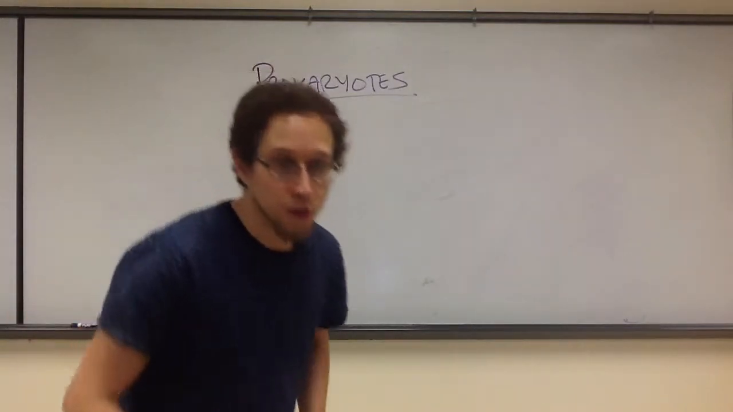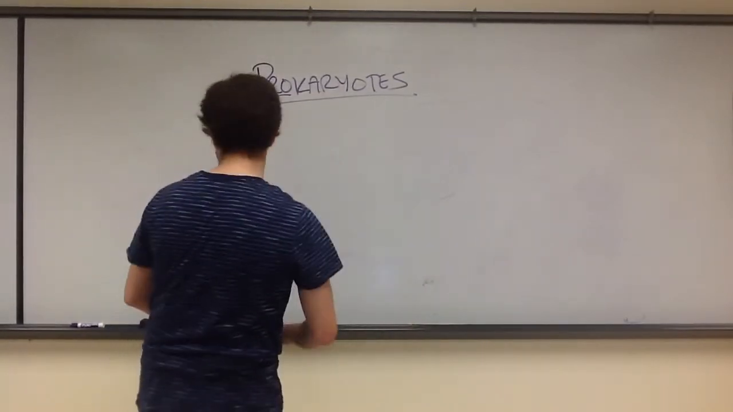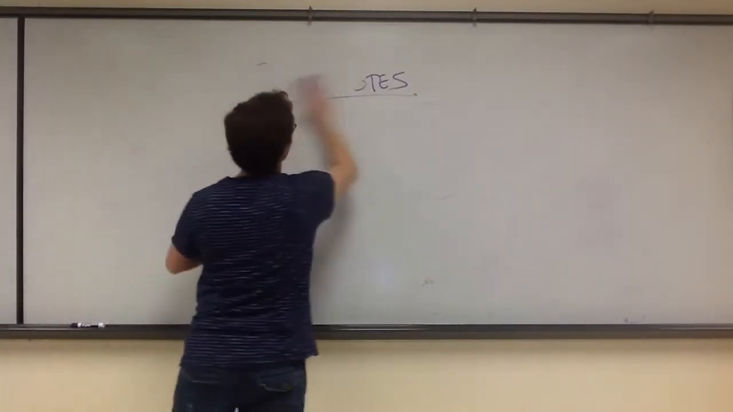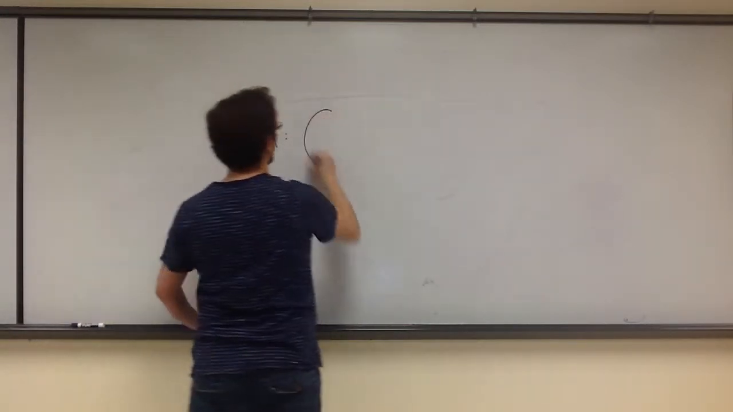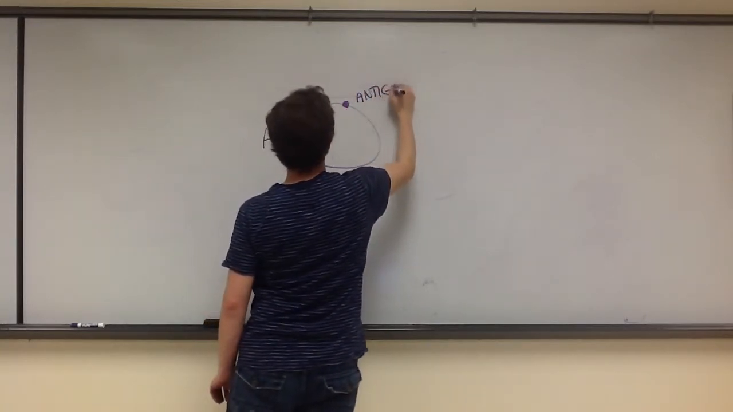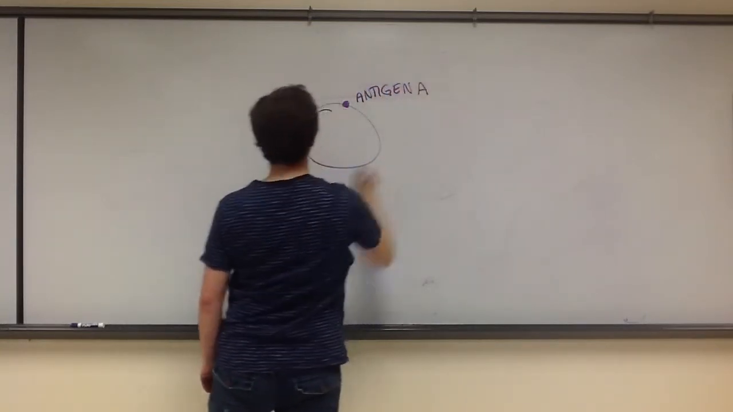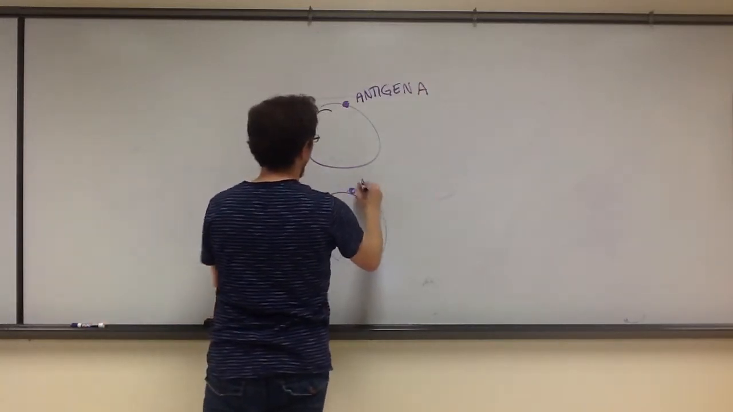Okay, so people are still asking about the antigens. So before I move on to prokaryotes, let's talk real quick about those antigens. If you are A-type blood, on your red blood cells, you're going to have antigen A. If you are B-type blood, you're going to have antigen B.